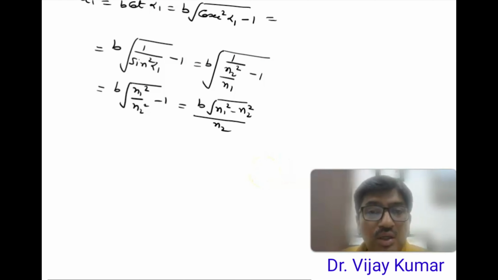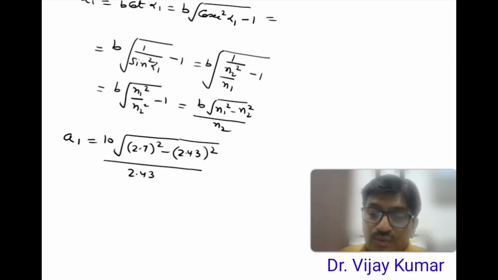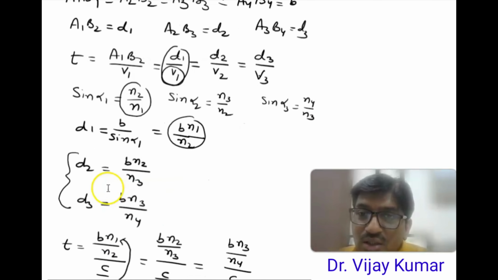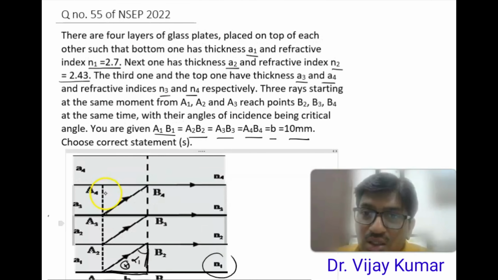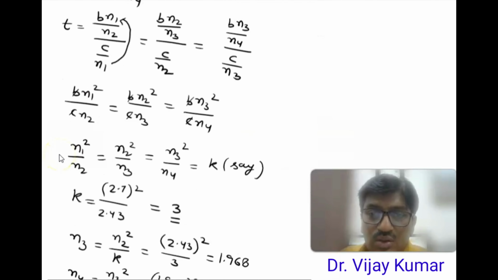If we put the value of N1 and N2, then A1 equals B, that is 10, under root 2.7 square minus 2.43 square upon 2.43, and after solving the value becomes 4.82 millimeter. As the value of B, 10, is in millimeter, the value of A1 should also be in millimeter.